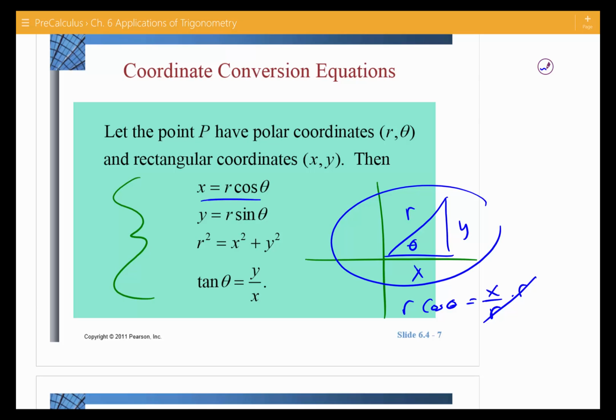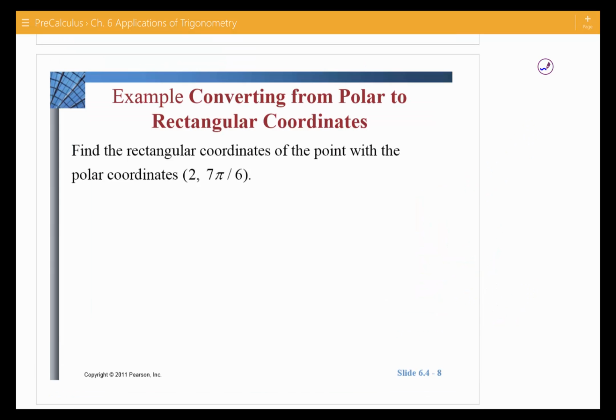The Pythagorean theorem gives you this. Tangent is opposite over adjacent. So these are all things that are real self-explanatory right from just drawing a triangle in the first quadrant. So it shouldn't be hard to remember this stuff. Then if you know that stuff, it's easy to go back and forth between rectangular and polar coordinates in either direction, because you can just draw the triangle.